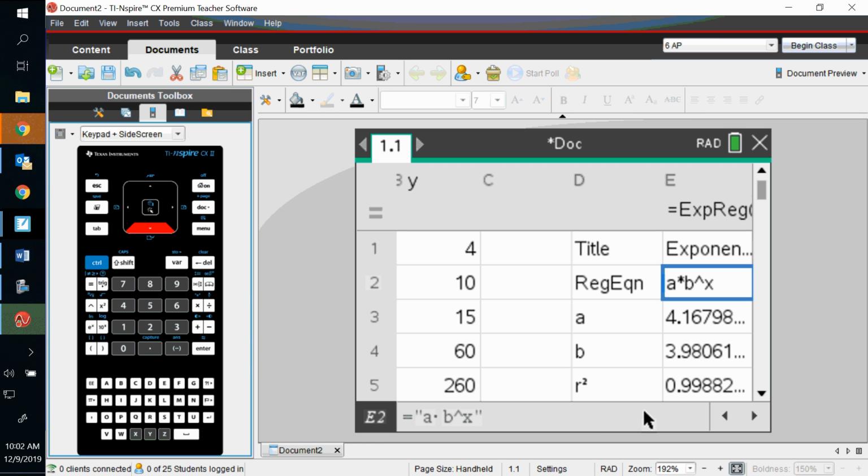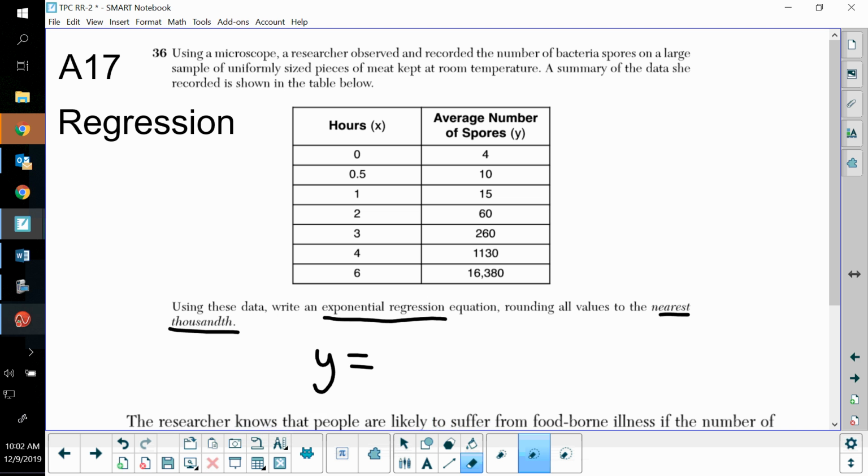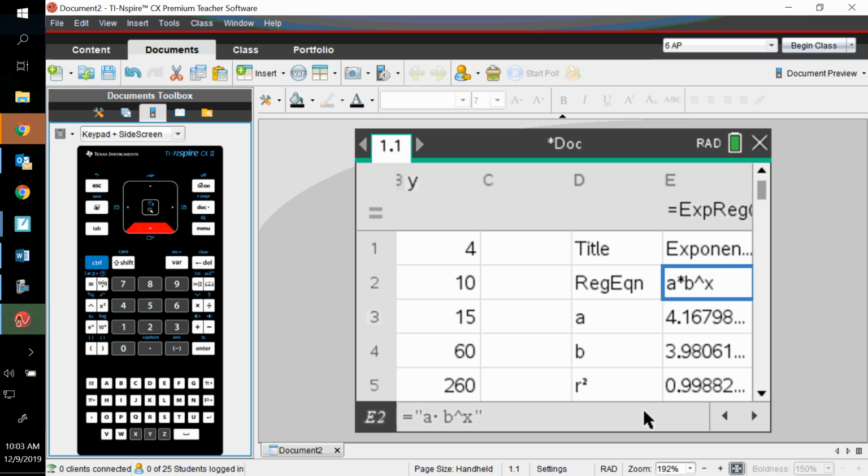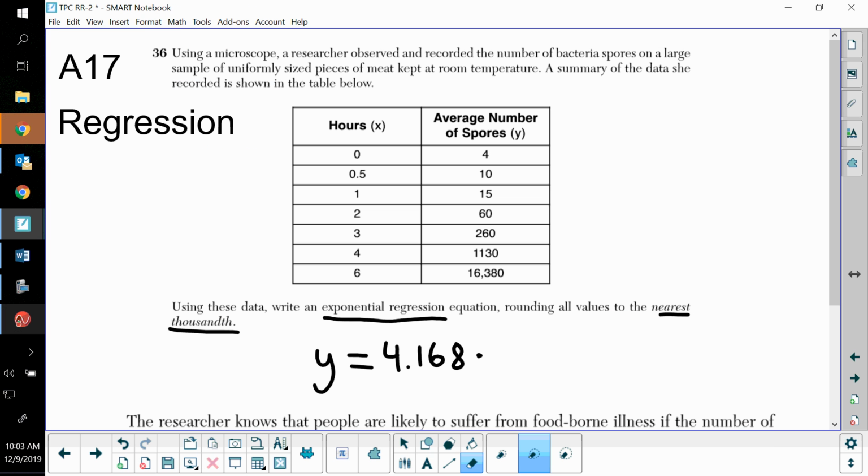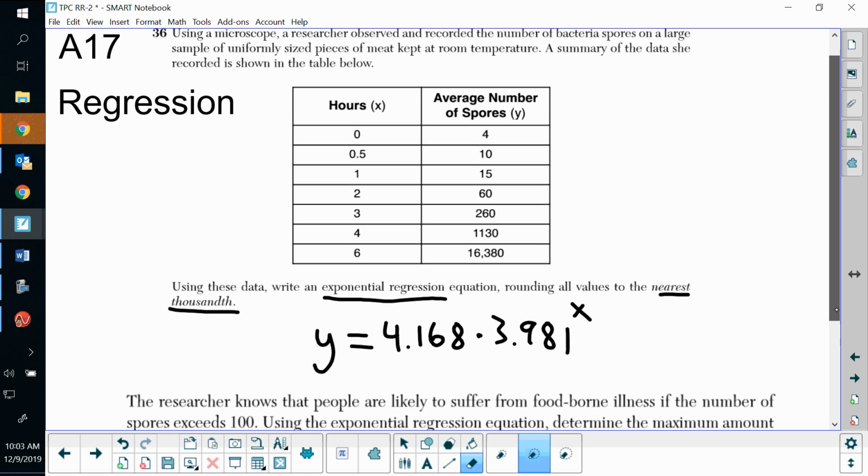Well, our a is 4.1679. The 9 bumps our 7 up to an 8, so we have 4.168 times, we need our b value now, 3.9806. The 6 bumps the 0 up to a 1, so 3.981. And we are raised to the x.